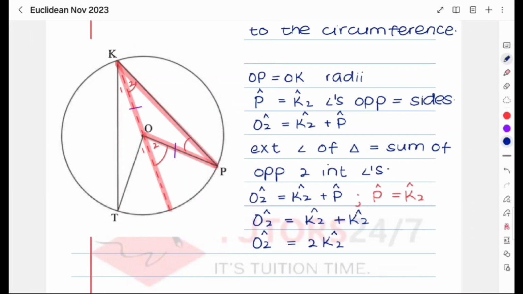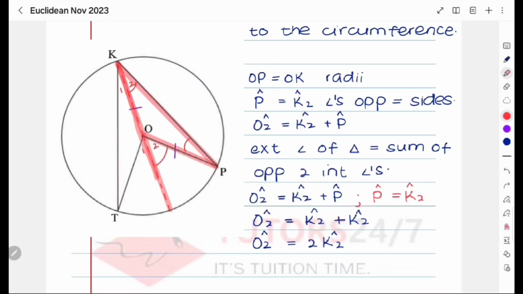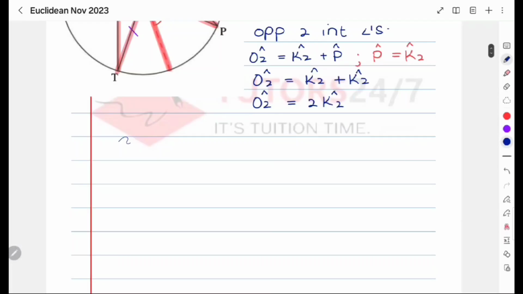We're going to do the exact same thing, but with the left side of the triangle this time. So we're going to focus on the left side. Something important to take note of is that OK is equal to OT, radii. So on the left triangle, we know that OK is equal to OT, and our reason is radii.